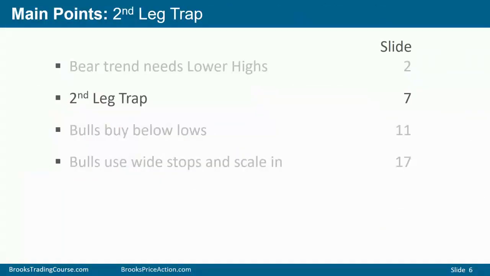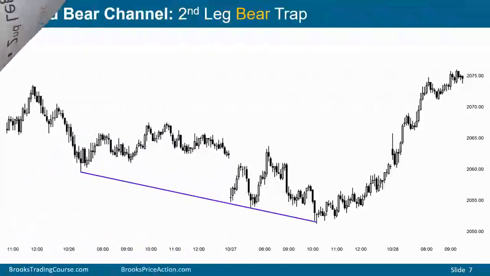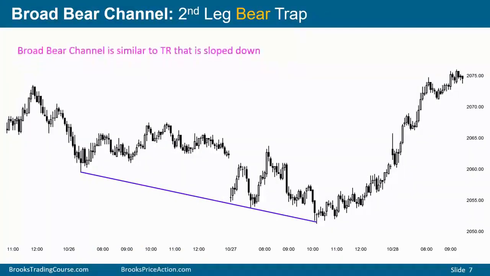I mentioned second leg traps. I want to talk more about it here. A broad bear channel is similar to a trading range that's sloped downward, and therefore it has a lot of characteristics of trading ranges. And one of the common things in a trading range is the market has a lot of two-legged moves, and the second leg is often very strong, leading traders to believe that it's on the verge of breaking out into a trend. But most trend attempts fail when the market's in a trading range and reverse. And that strong second leg simply traps traders into buying too high. In a broad bear channel, you can get second leg traps up or down.